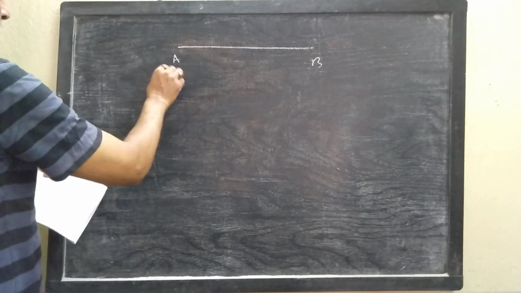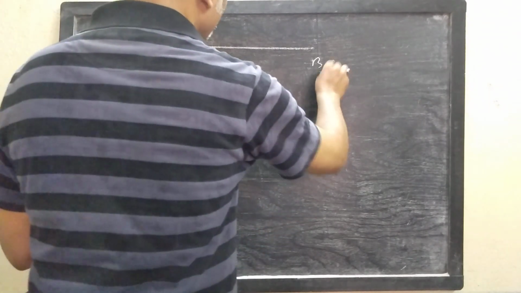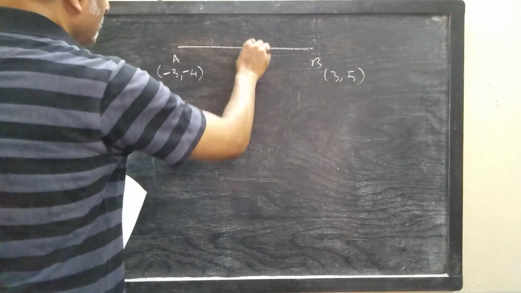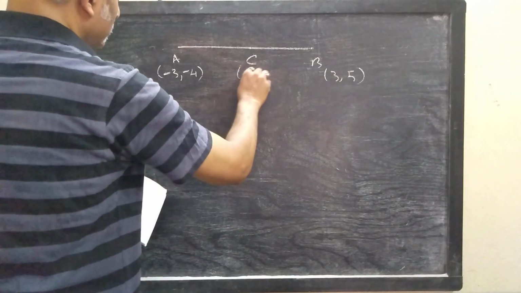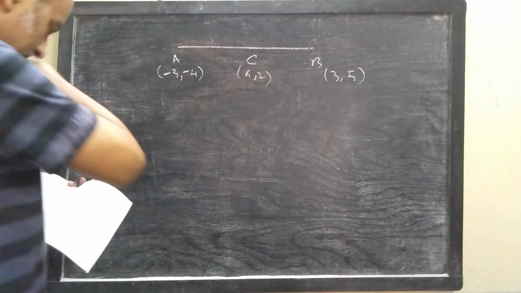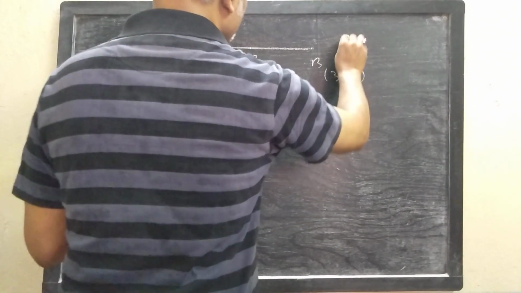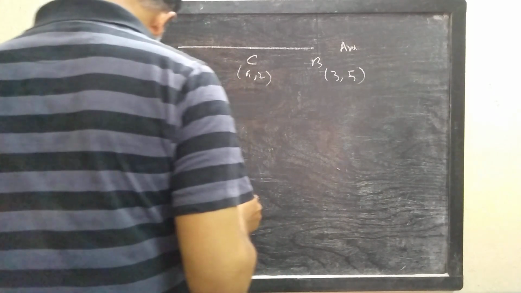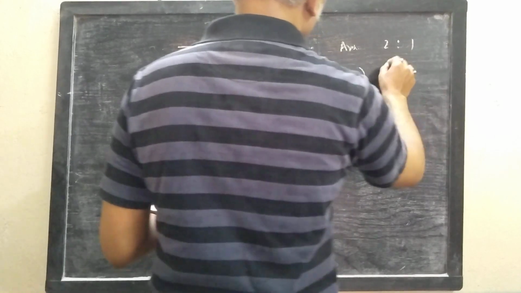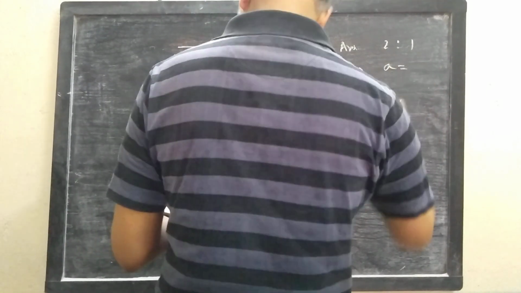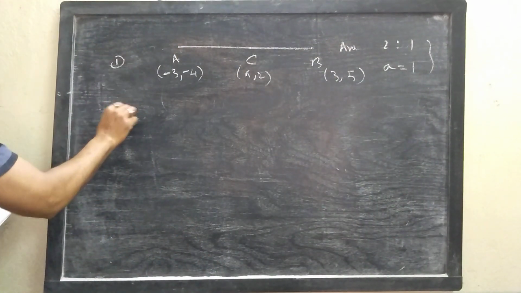Minus 3 comma minus 4, 3 comma 5, and here is the point C having coordinates a comma 2. So first you have to find in what ratio C divides AB internally. Answer to the first question is 2:1. And the answer to the second question is the value of a is 1. This is the first homework.